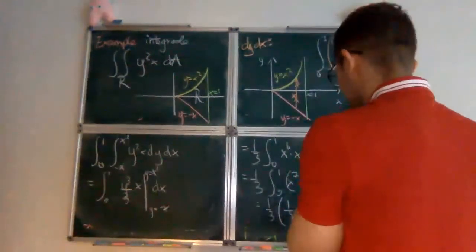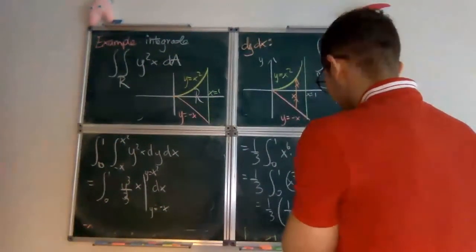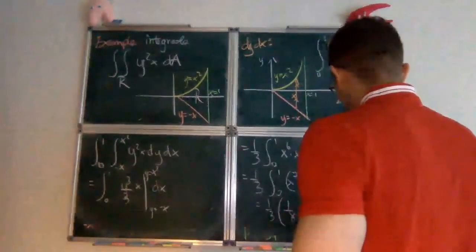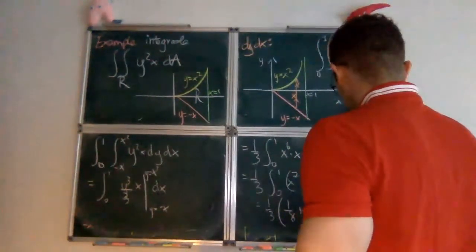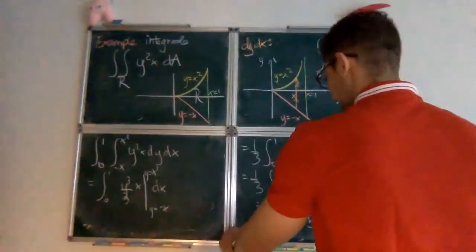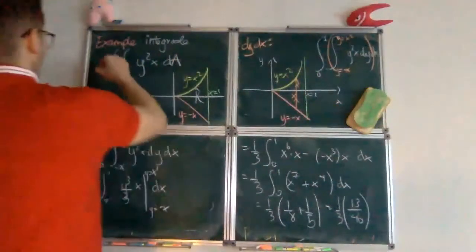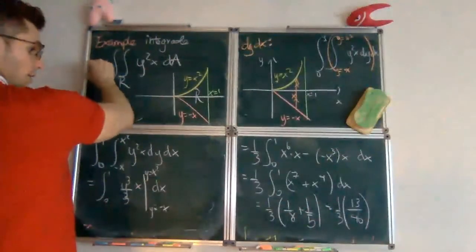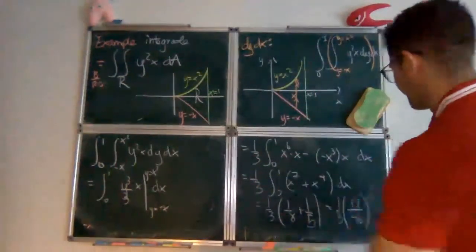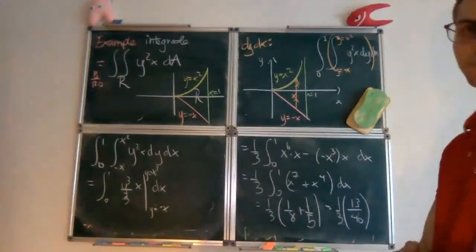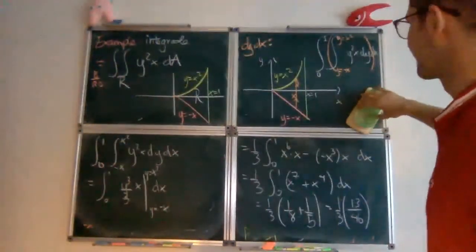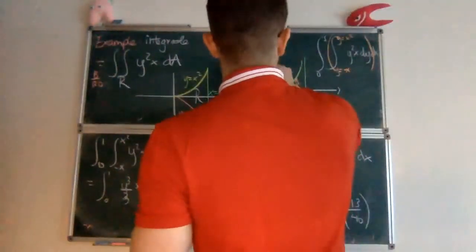And that's 13 over 40, so this is 1/3 times 13 over 40. So the answer that we should get is 13 over 120. Okay, so now what I'm going to do is use the opposite order of integration so that you see where the difference lies.